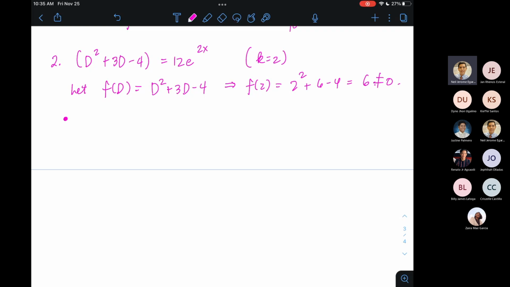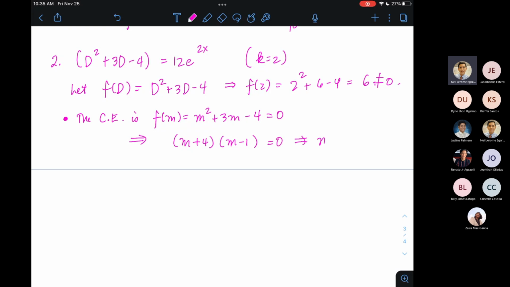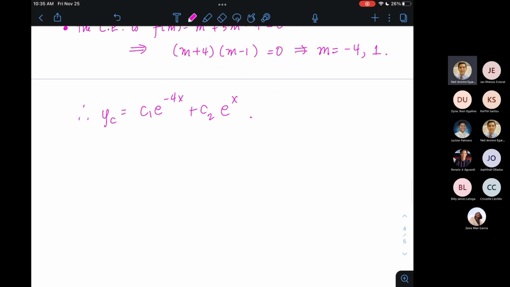First, I'm going to find the solution to the homogeneous GLDE. So the characteristic equation is f of m equals m squared plus 3m minus 4, and we want this to be equal to 0. We can factor the left side, and this will be m plus 4 times m minus 1, right? Equal to 0. That means m equals negative 4 or positive 1. So therefore, our homogeneous solution, y sub c, is c1 e to the negative 4x plus c2 e to the x. That's it, right?